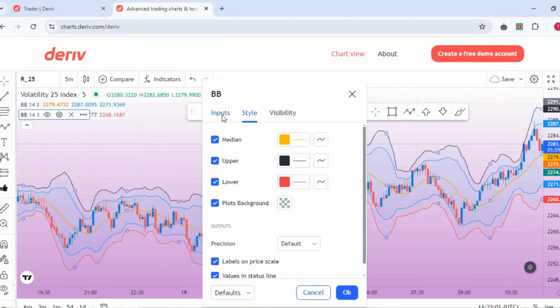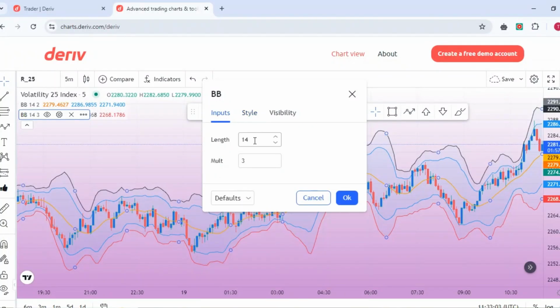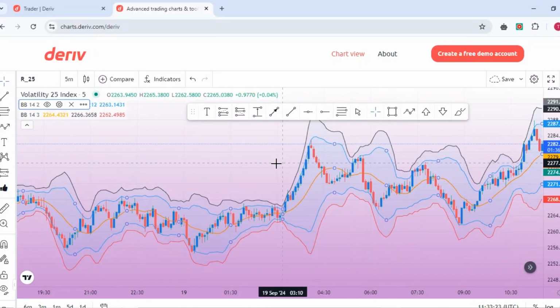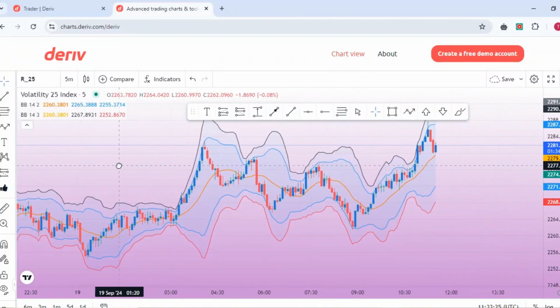So the median, you can see the length is 14 and the other length is also 14. The only thing that is not the same is this multi. So you put it at 2 and the other one at 3. And with those few remarks, we will look at maybe other indicators later.